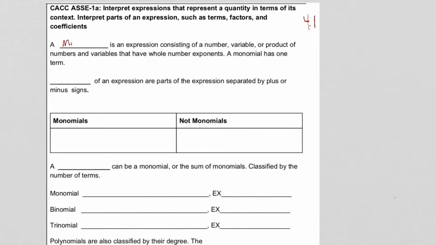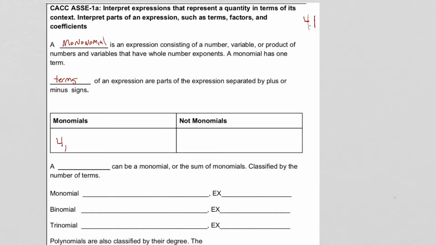A monomial is an expression consisting of a number, variable, or product of numbers and variables that have whole number exponents. A monomial has one term. The root mono means one. Terms of an expression are parts of the expression separated by plus or minus signs. And you've actually done this some in Math 1 before. So let's take a look at several examples of monomials.